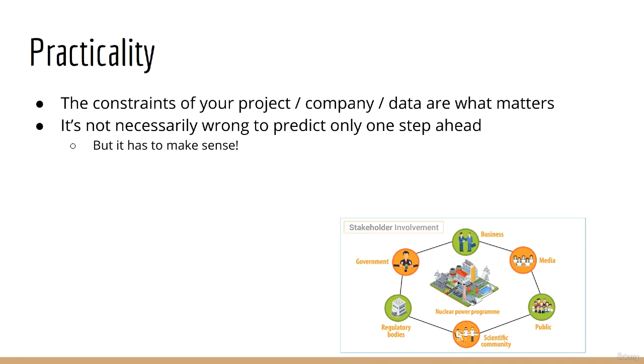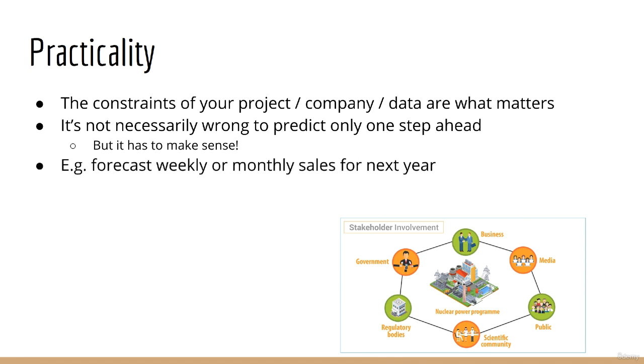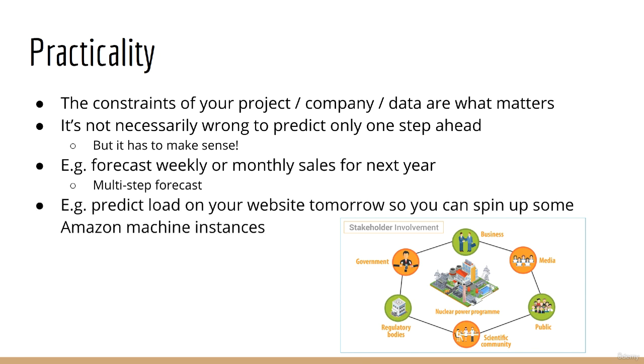In some cases, it may make sense to only want a prediction for one time step ahead. In other cases, it may not make sense. For example, if you want to forecast weekly or monthly sales for the next year, it doesn't make sense to only do a one-step forecast. On the other hand, maybe you just want to predict the load on your website for tomorrow, so you know how many Amazon machine instances to spin up. Either way, the method you use is highly dependent on context and the real-world constraints of your problem.